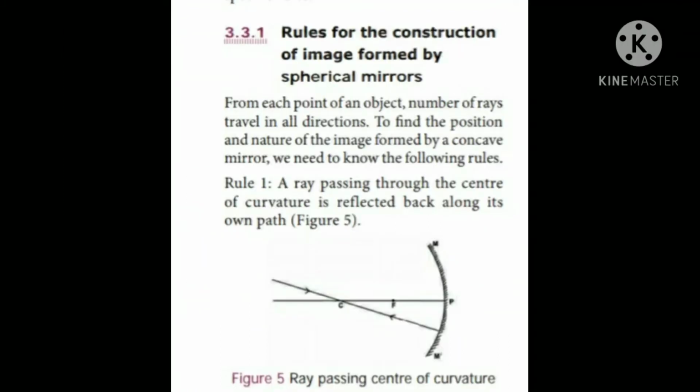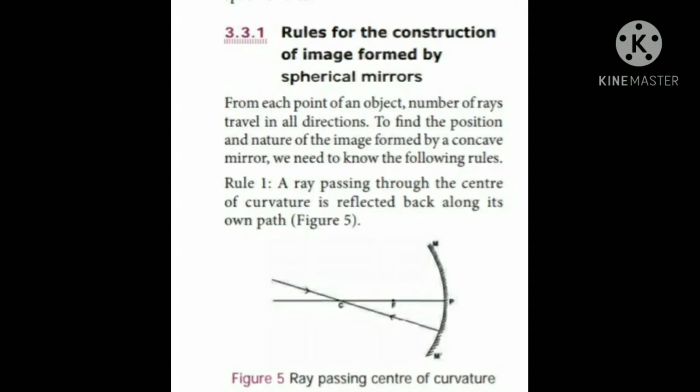Next, we will learn the rules for the construction of images formed by spherical mirrors. To find the position and nature of the image formed by a concave mirror, we need to know the following rules. And the first rule is: a ray passing through the center of curvature is reflected back along its own path.